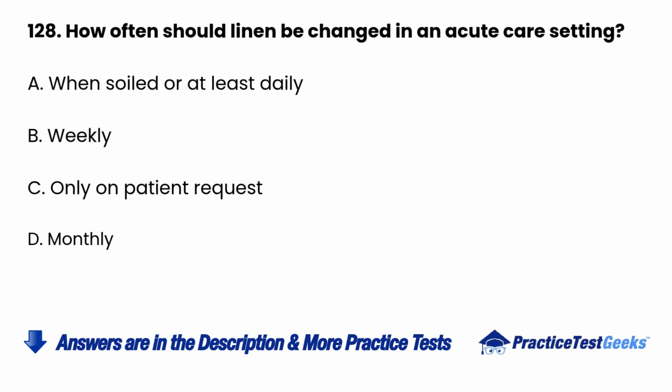128. How often should linen be changed in an acute care setting? A. When soiled or at least daily. B. Weekly. C. Only on patient request. D. Monthly.